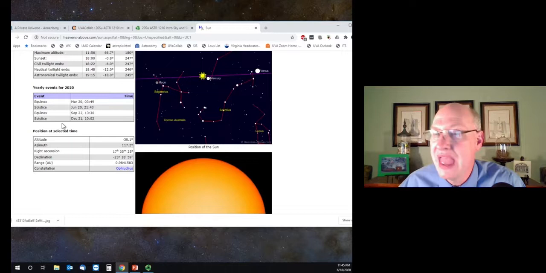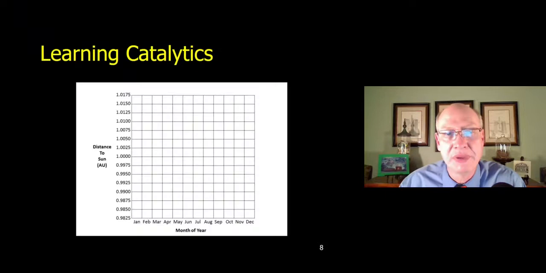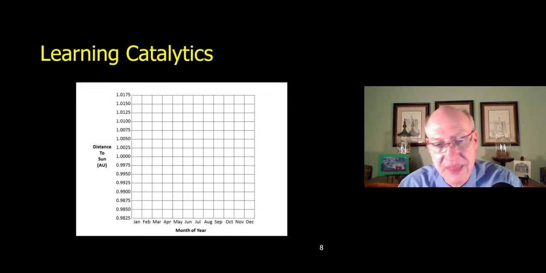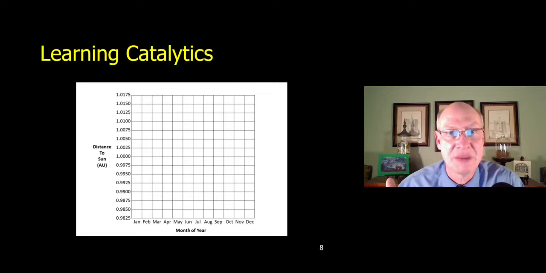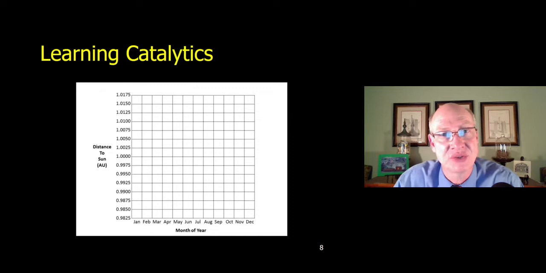Now I want you to go back to Learning Catalytics, and I want you to plot on this plot just one point. You're not going to do a whole curve like you did last time. This time you're just going to put one point on the plot, and it's going to be for your birthday. So find your birthday along the bottom. Obviously, I've just got the months there. Do the best job. I mean, if you're born, for example, December 16th, just go to the middle of December there and put a dot on this graph for the distance from the Earth to the sun on the day you were born. So go ahead and do that in Learning Catalytics right now, and I'll wait here for you.